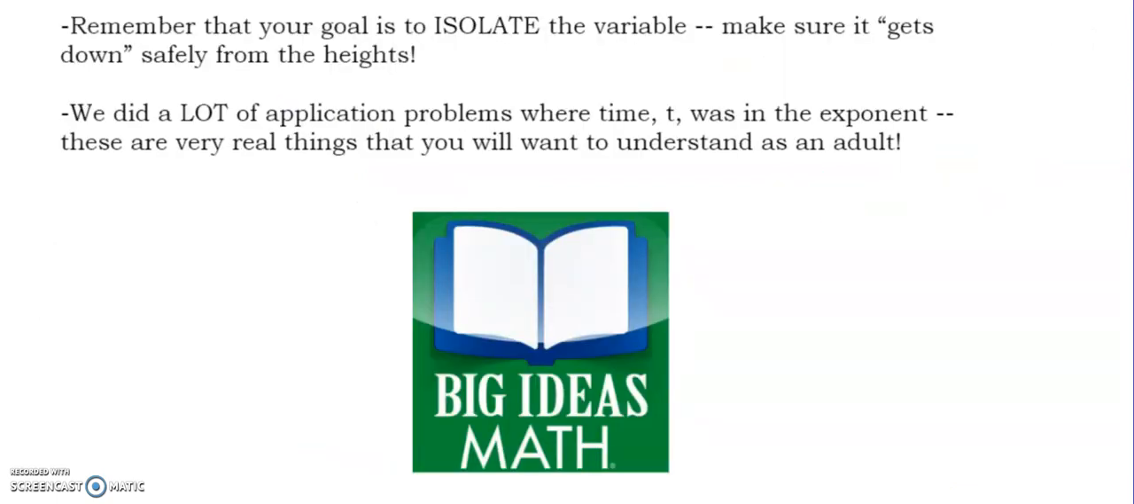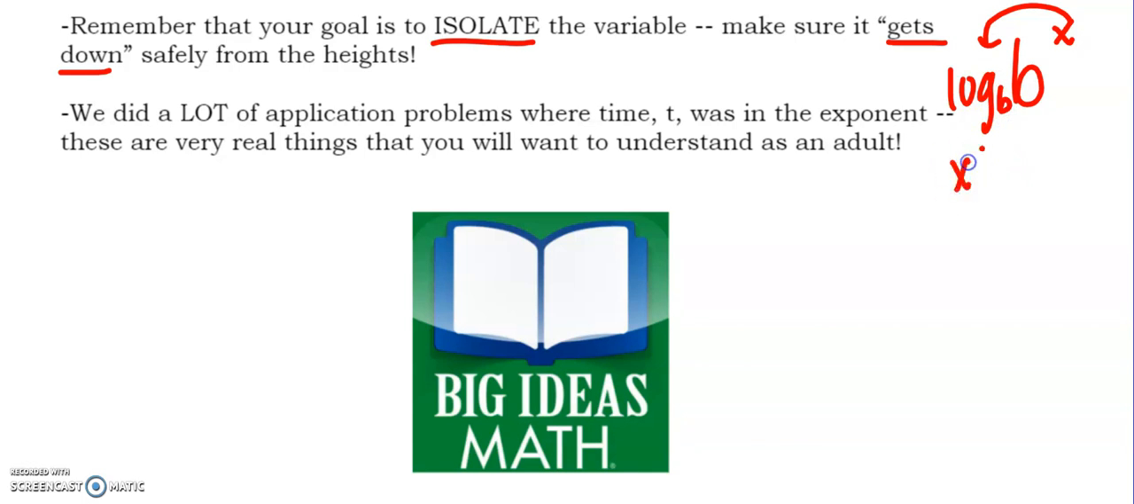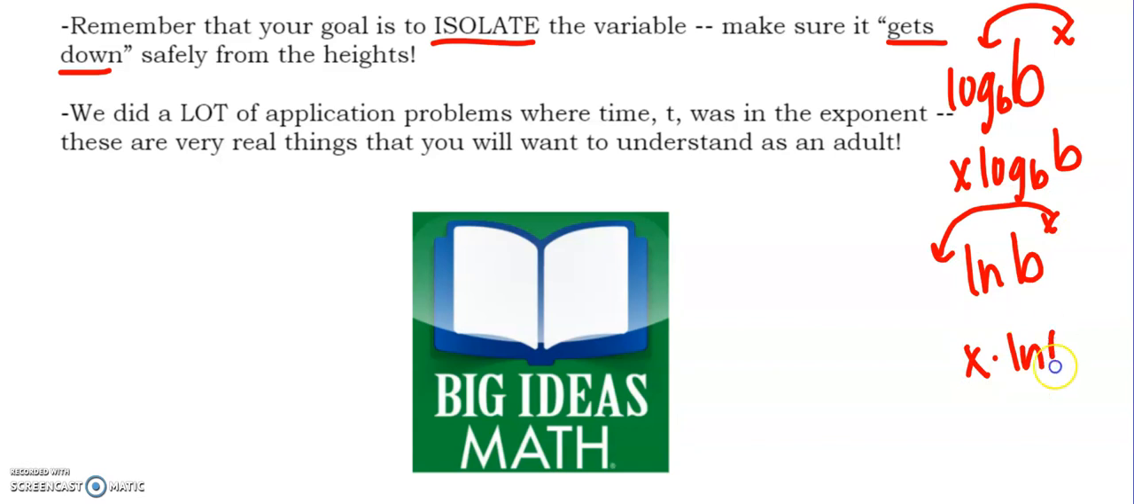Okay, so remember your goal is to isolate the variable. You're trying to get x by itself. I like to say you should make sure that it gets down safely from its heights. So an exponential always starts with some sort of base, and then you've got your x way up high. In order to get that x down, you've got to take some sort of a logarithm, either log base b that matches, and then you can write the x out in front. Or you could, instead of taking log base b, just take the natural log and swing that down. The only thing to be careful of there, remember, is whatever you do to one side, you have to do to the other.